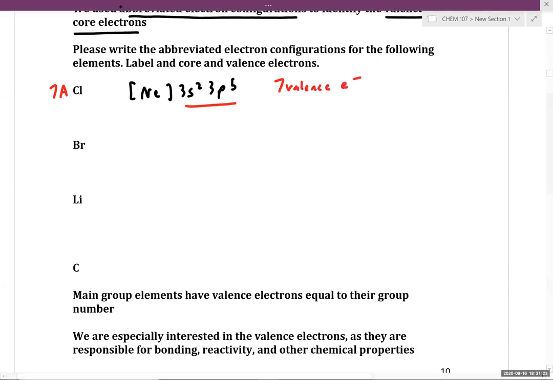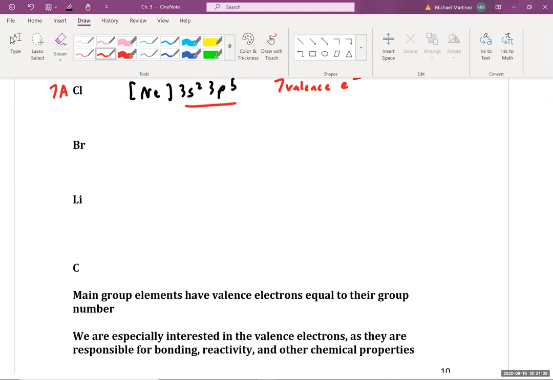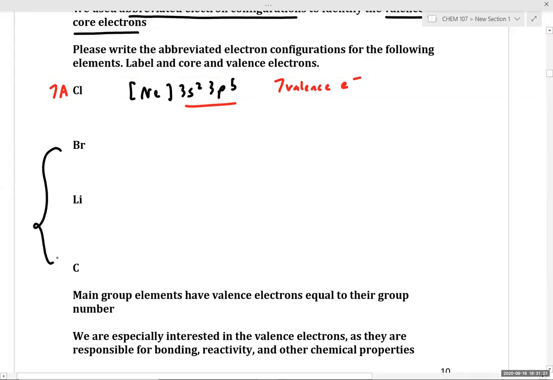So what I'd like you to do is write the abbreviated electron configurations for these 3 elements, and I'd like you to identify the valence electrons. And we'll discuss this example in about 3 minutes.